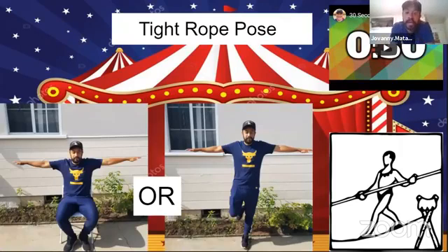The first one we're going to have is a tightrope pose. As you can see, we're going to have two options. We're going to either have our hands out while we're sitting, or you could balance yourself on one foot with the hands out, okay? We're going to do this for 30 seconds, okay? Ready? Begin.